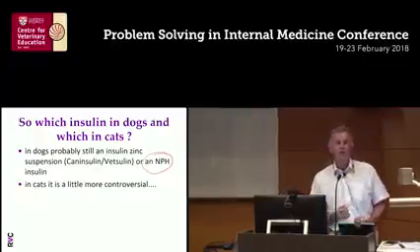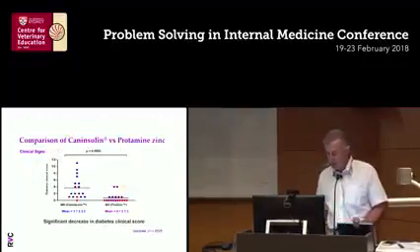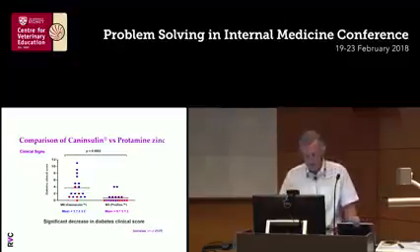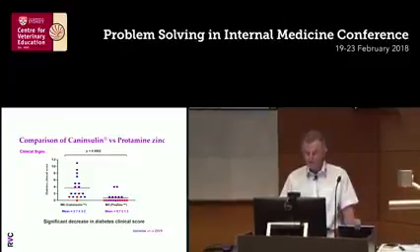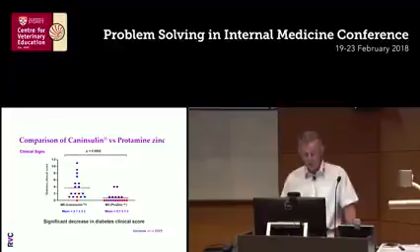Cats, it's a little more controversial. We've done a study now, one of the first studies we did, which compared CAN insulin with a protamine zinc insulin product, both of them U40 insulins, so 40 units per mil, and protamine zinc was clearly better than CAN insulin in terms of managing the diabetes.